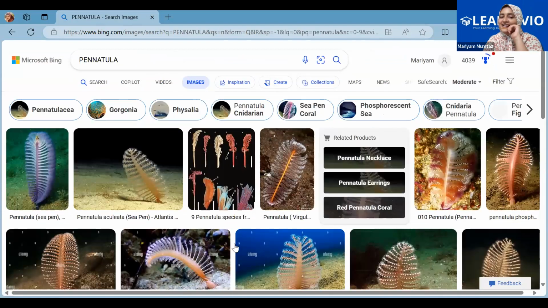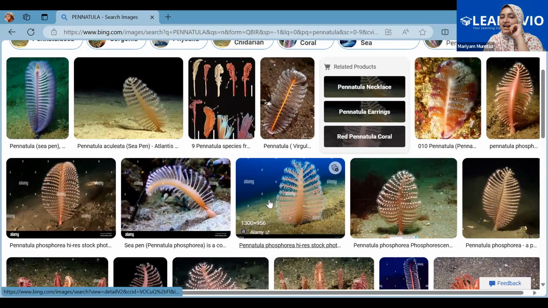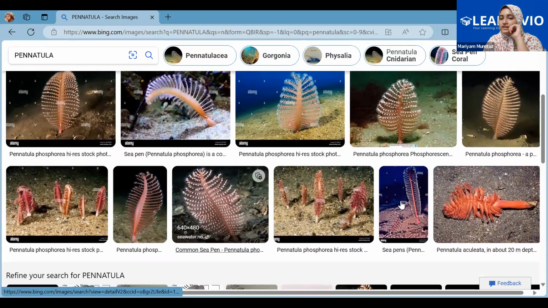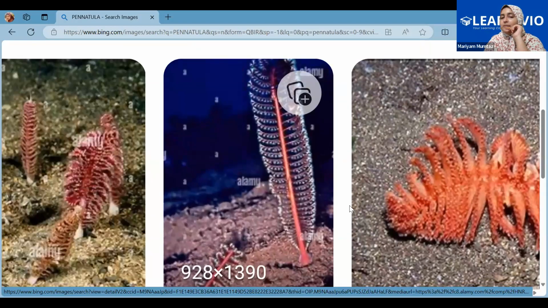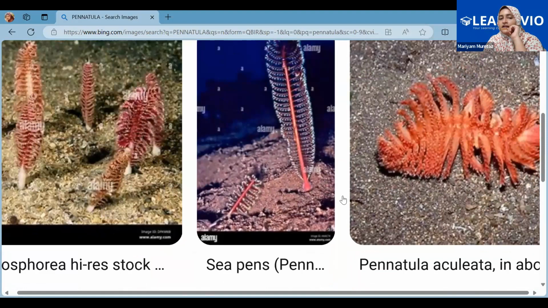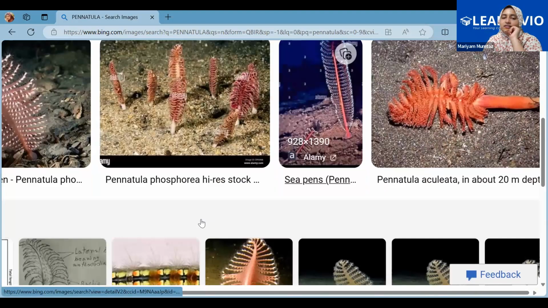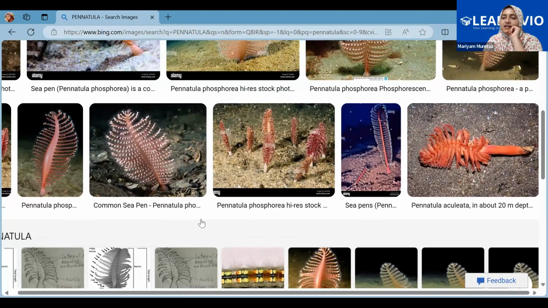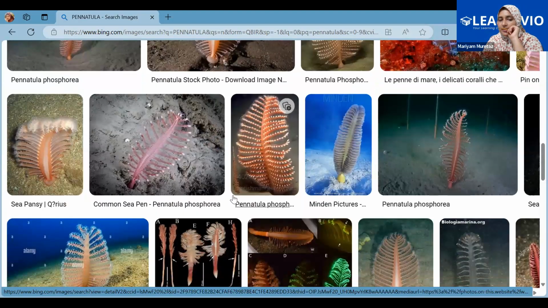See this. Doesn't it look like a pen, like the feather? People used to initially write with feathers, right? So this is what Pennatula looks like. It is a sea pen. Clear, students? It looks like a feather. Rather than calling it a pen, they should have called it a feather, isn't it? I don't know why they name it like that, but you understand what it looks like.